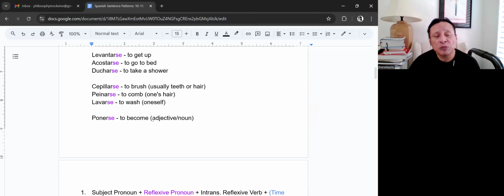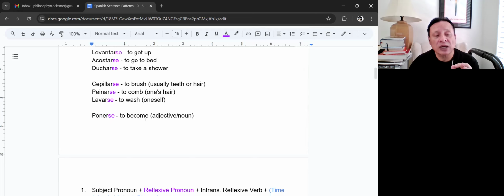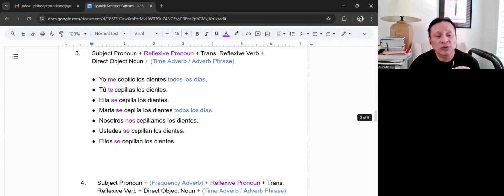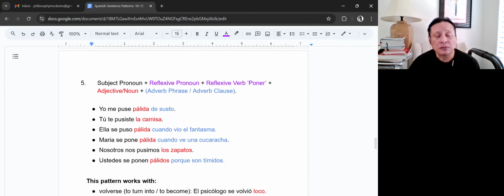For ponerse, I'm putting either an adjective or a noun. So this is different. The grammar is going to be different. And you're saying something slightly different. Ponerse means to become. Again, poner also means to put something. But to put something is not reflexive, but to become is reflexive. Even though poner means to put or to place, like to place down or to put it somewhere, ponerse is the reflexive to become. Okay, so now let's see why this reflexive version is different.